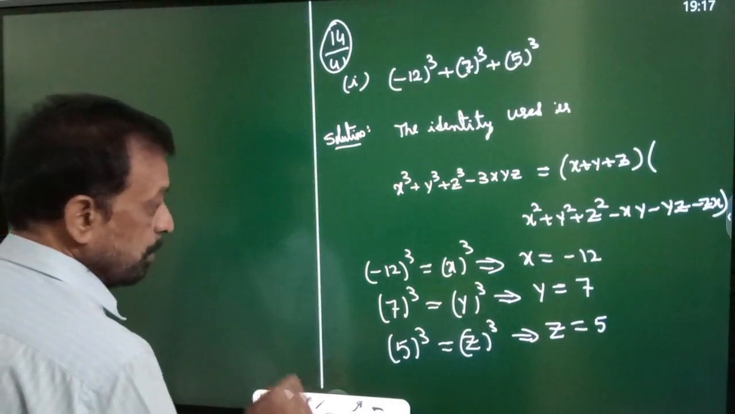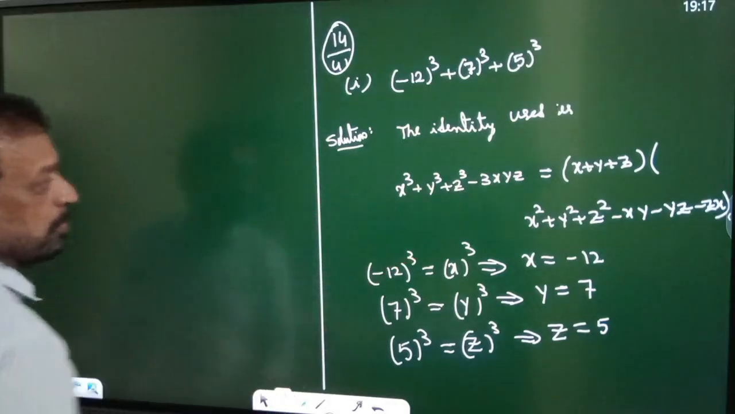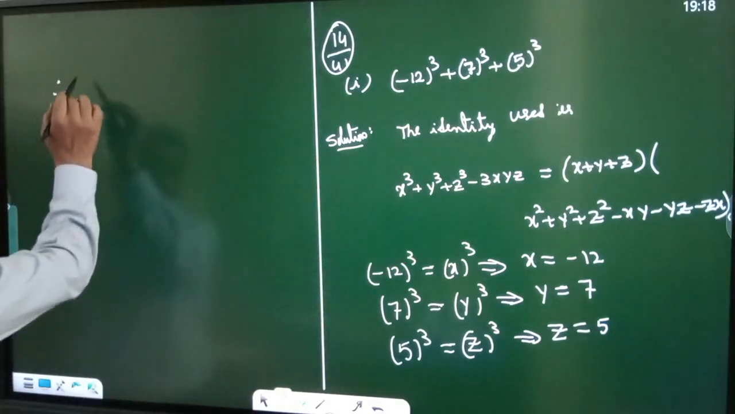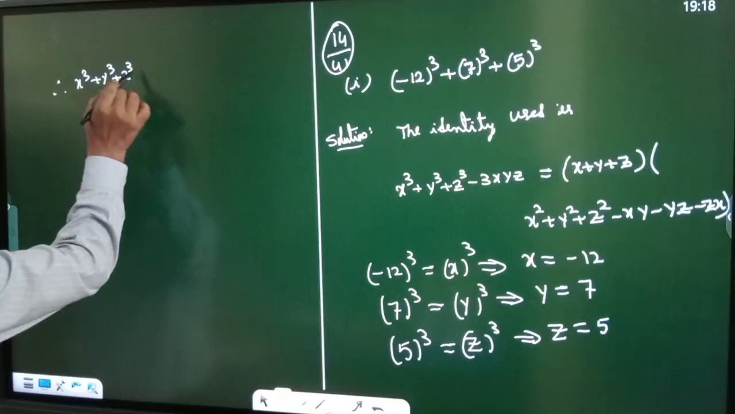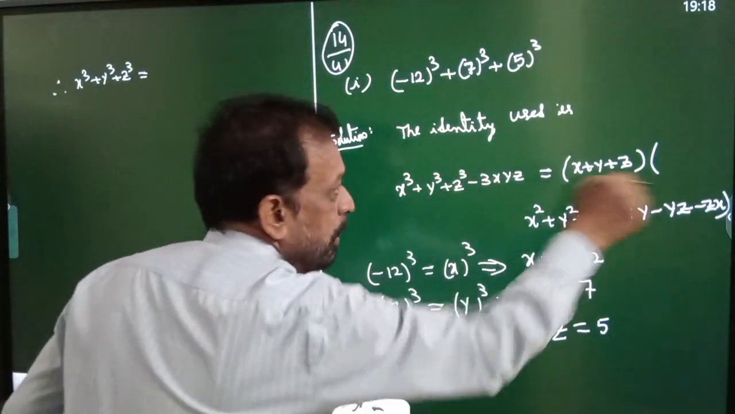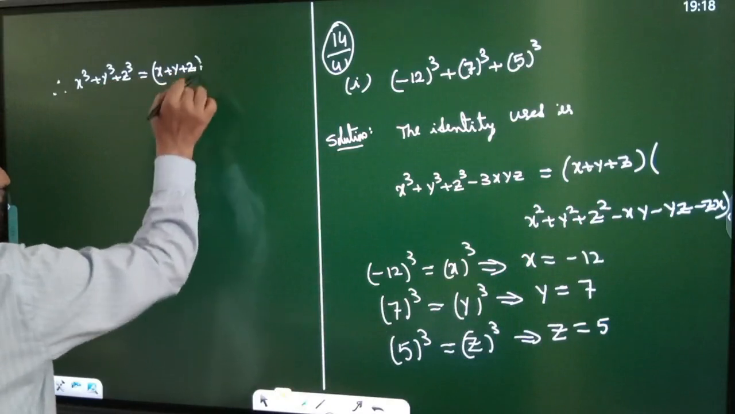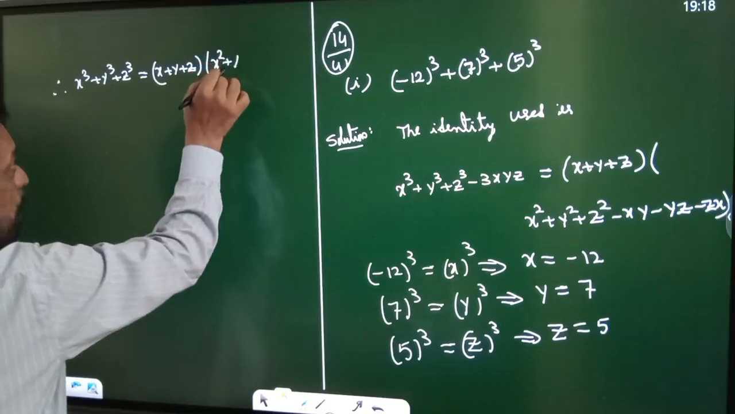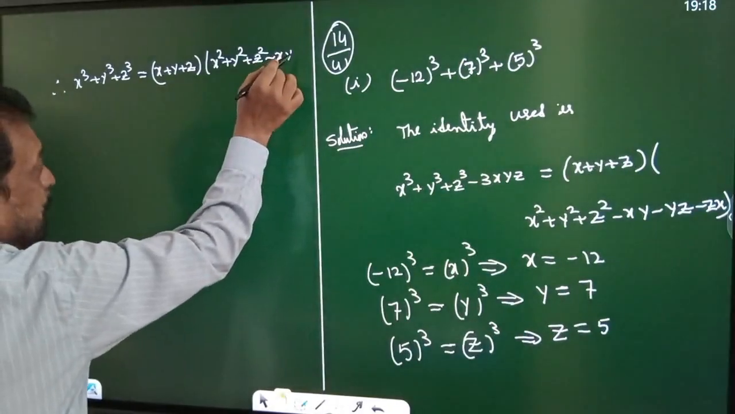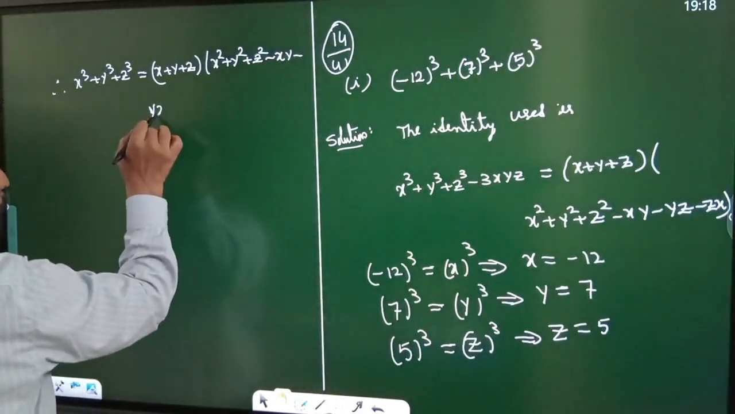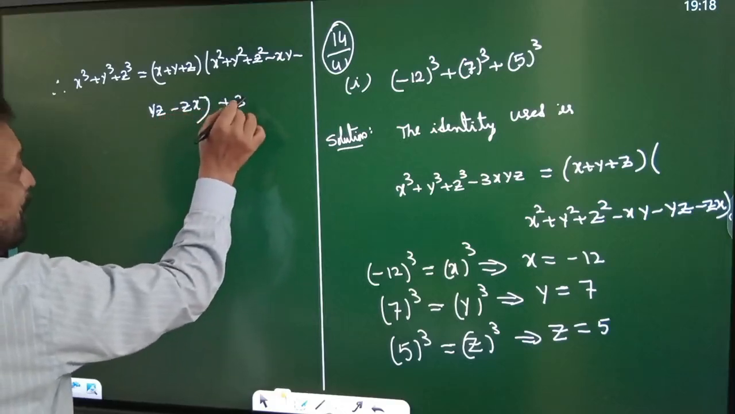Please see here. So what I want, this I want. So therefore, x cube plus y cube plus z cube is equal to this minus of this one. That much is there: (x plus y plus z) into (x square plus y square plus z square minus xy minus yz minus zx) plus 3xyz.